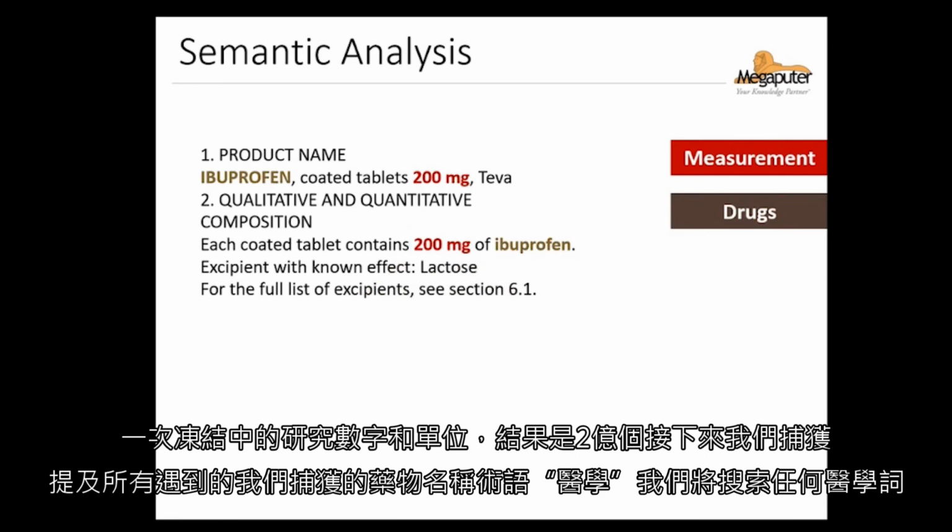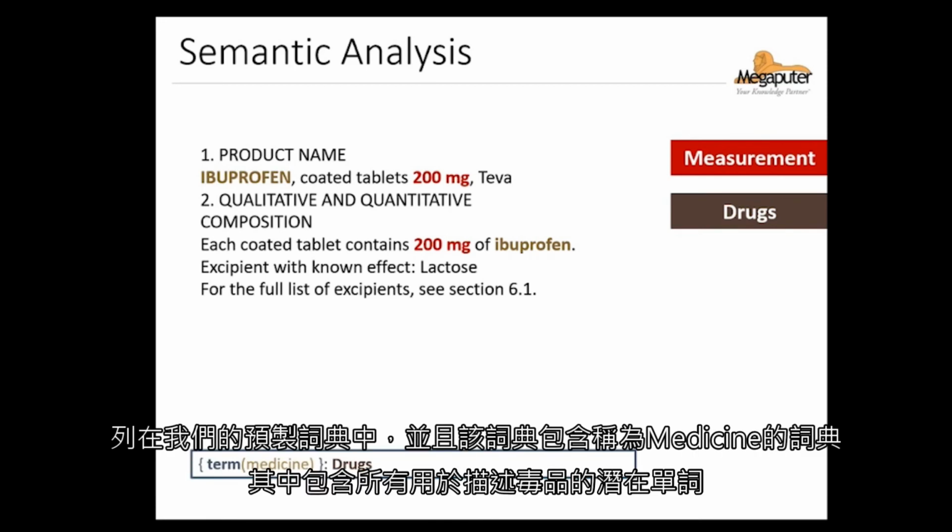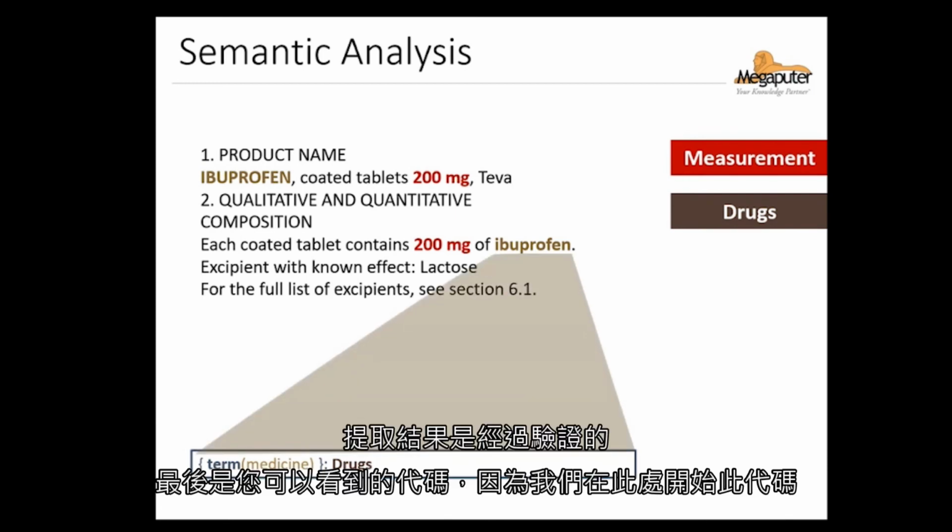Next, we capture the drug name. The term medicine will search for any medicine words listed in our pre-built dictionary. That dictionary, called medicine, contains all potential words that are used to describe drugs. Here, the extraction result is ibuprofen.